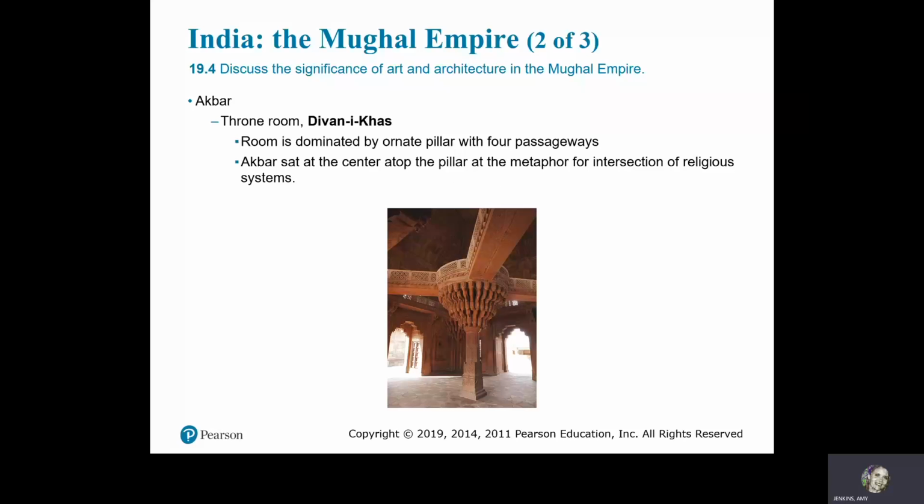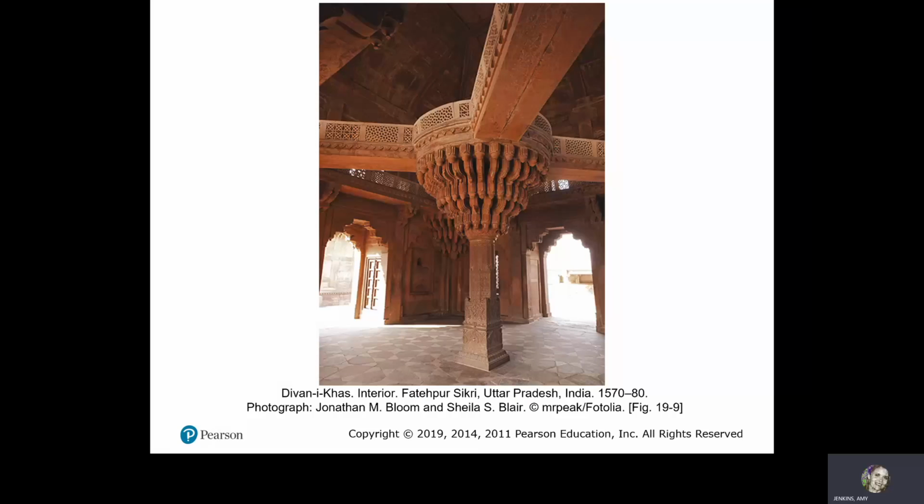This is Akbar's throne room, Divan-e-Khas. The room is dominated by an ornate pillar with four passageways. Akbar sat at the center, atop the pillar, as a metaphor for the intersection of religious systems. Divan-e-Khas interior, in Uttar Pradesh, India, 1570 to 80.